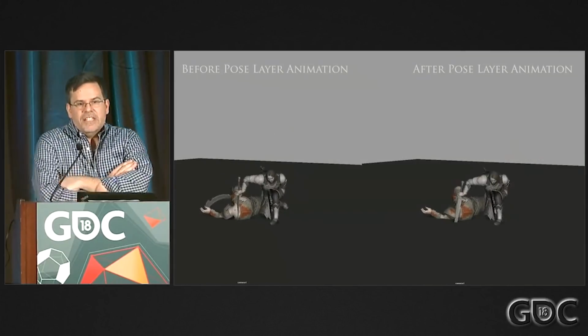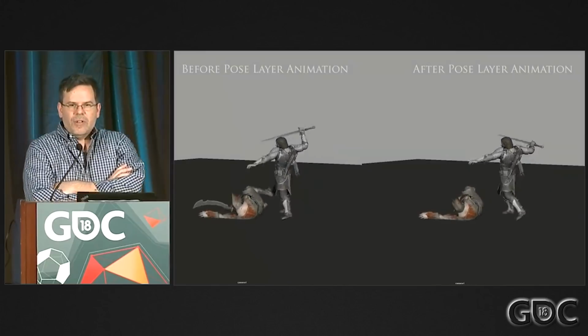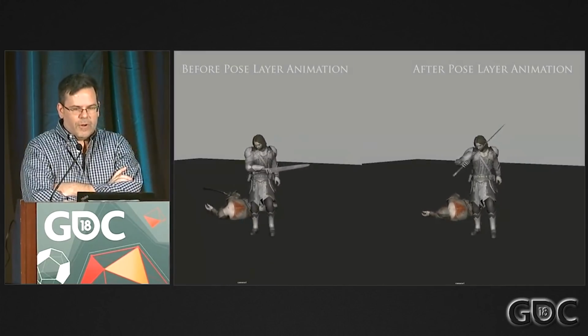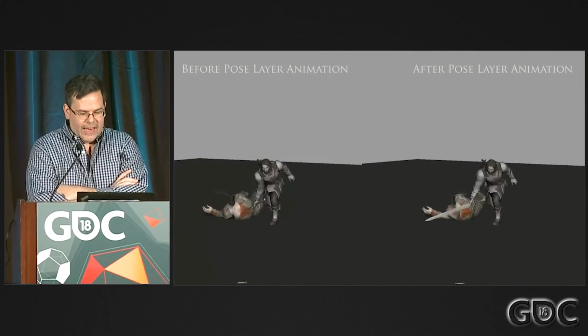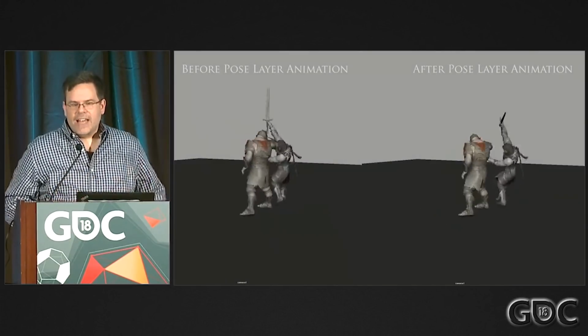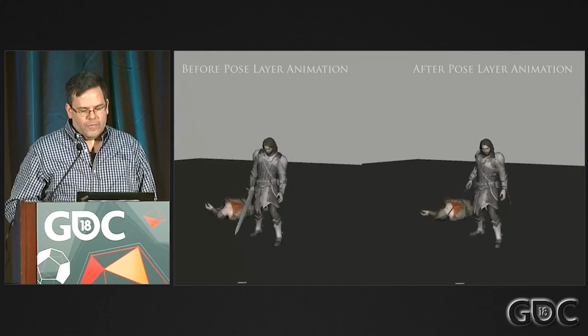So here's a look at Mark's scene before and after the pose layer adjustment. Not as extreme a change as that timing adjustment, but really starting to make the key line of sight and those points of contact really read.